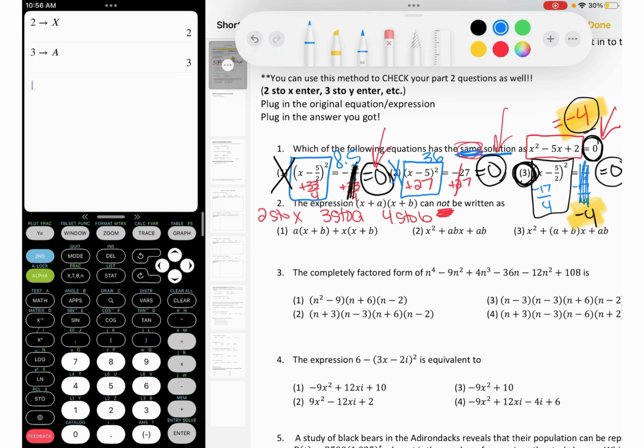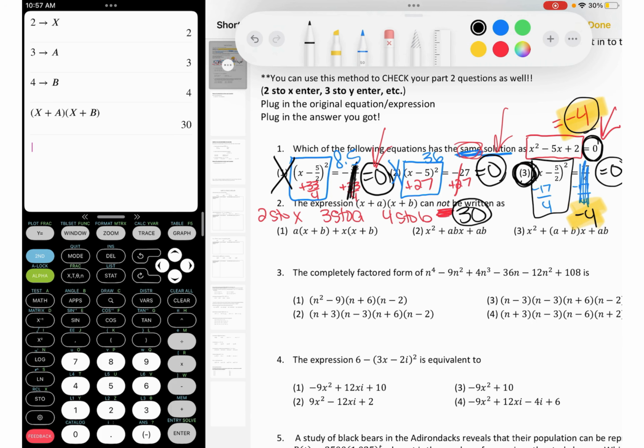And I want to do that same thing for B. So 4, stow, alpha, B is going to be the apps button. You can see that letter B right above it, and then press enter. So I've now stored 2 for X, 3 for A, 4 for B. Every time I type those letters in, it will plug those corresponding numbers in for me. So if I plug that all into my original, which was X plus A, so alpha math, and X plus B, so alpha apps, enter. It plugged in my 2, my 3, and my 4, and I got a 30. Okay, so that means I'm trying to find the one that does not match 30.